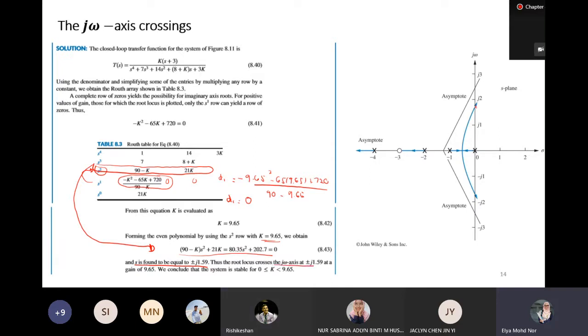So, actually the value here is j 1.59. Okay, you see this plus minus. So it means that here is minus j 1.59. And at j 1.59, the gain K is 9.65. At this one, the K is equal to 9.65.